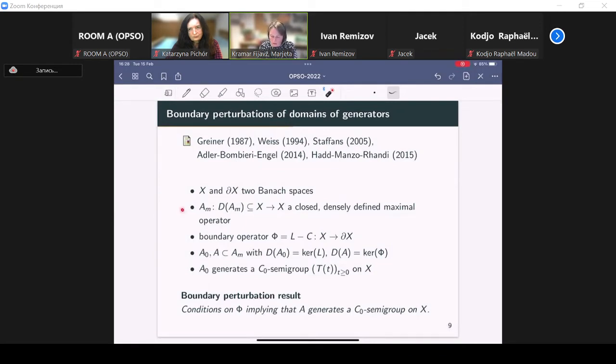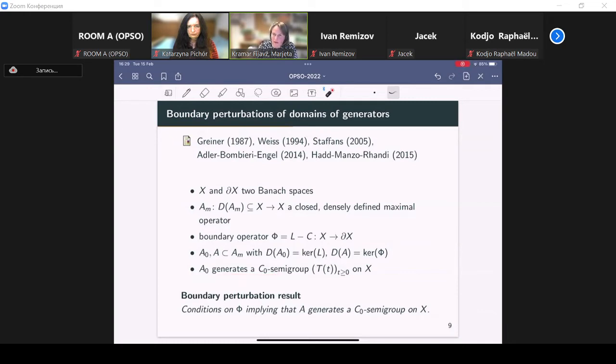So this is, of course, not a generator. So you need to restrict the domain to get the generator. And how do you do this? You have this boundary operator, which you would like to have at the end, but then you can write it as a sum, or as L minus C, of two boundary operators, such that if you take our maximal operator restricted to the domain, whose domain is the kernel of this L, then this is a generator.